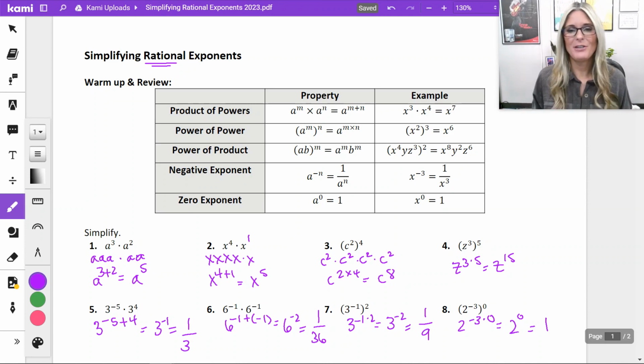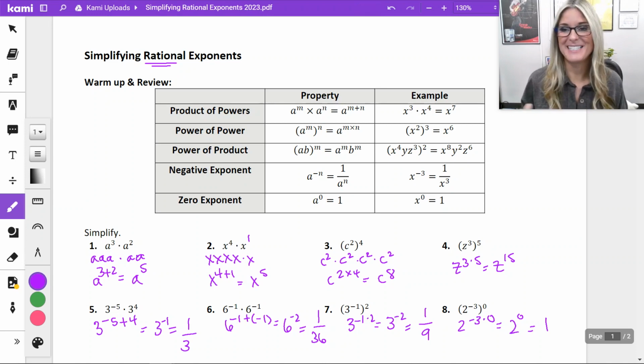There's a little bit of a review. It may have been a minute since you've studied exponents. I know it's very heavy in 8th grade math. You may not have seen any exponents since then.